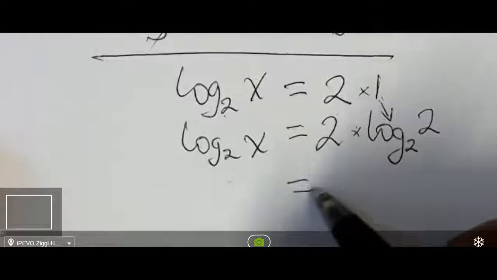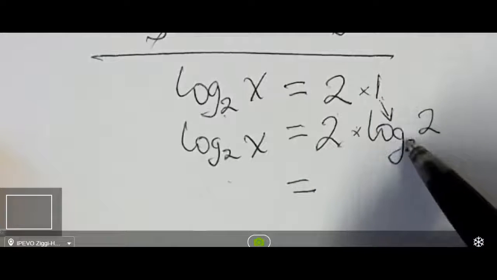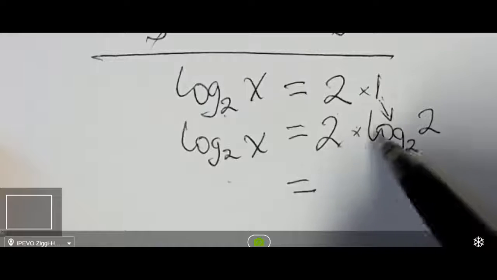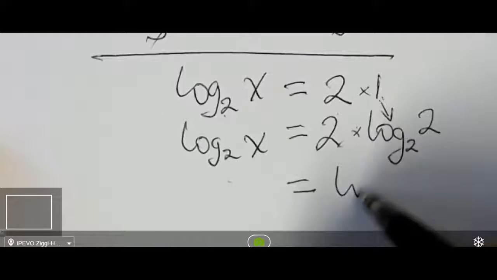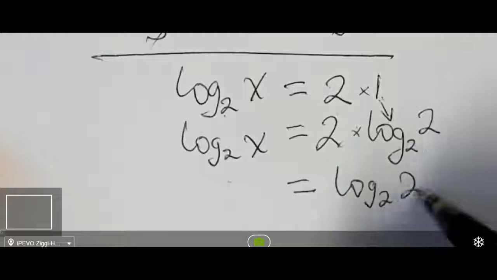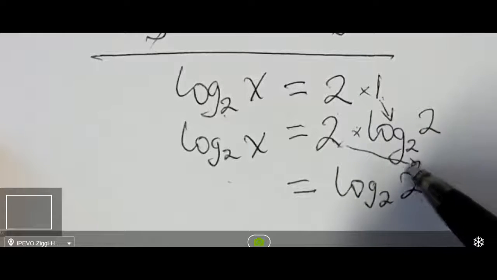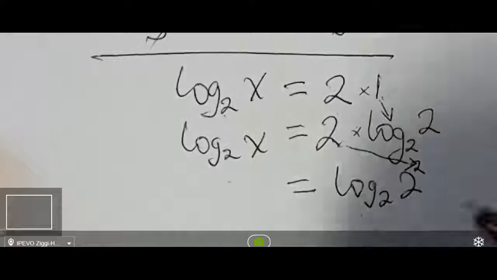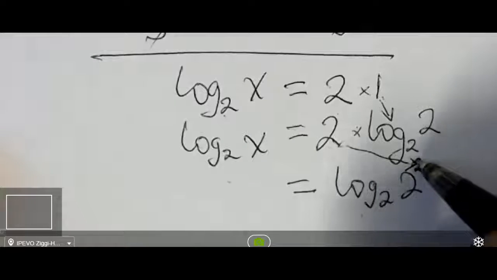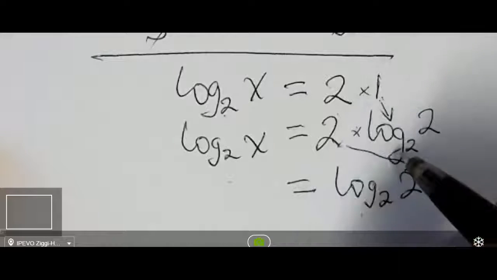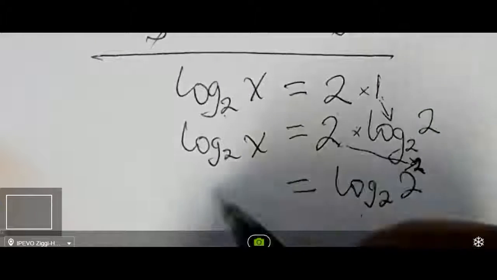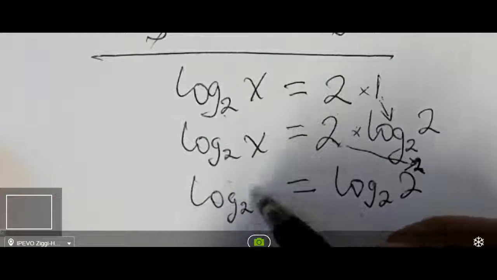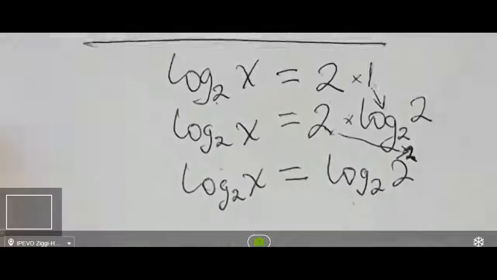So doing this, when you multiply the log by a number, it goes up. So this is log base 2 of 2 to the power 2, so that 2 goes up. Remember, whenever we take the log of both sides, the exponent comes down. So now you multiply the number with a log, it goes up. It's just the reverse of that process.